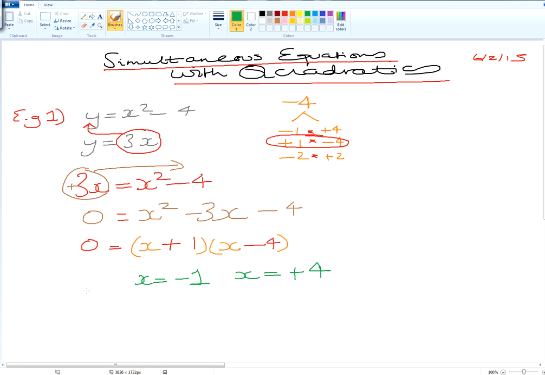What we have got now, two x values. Normally when you do simultaneous equations, we have one x and one y, isn't it? That's because you've got two straight lines crossing each other. You get one solution set.